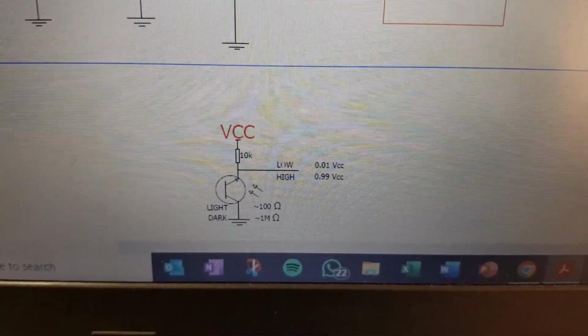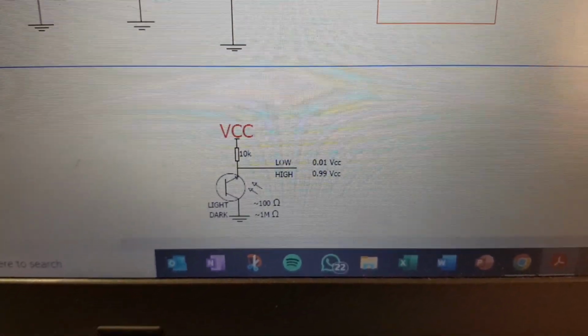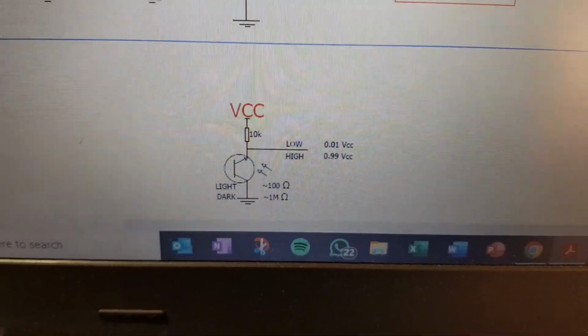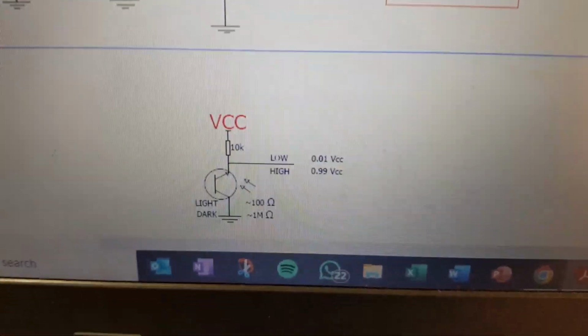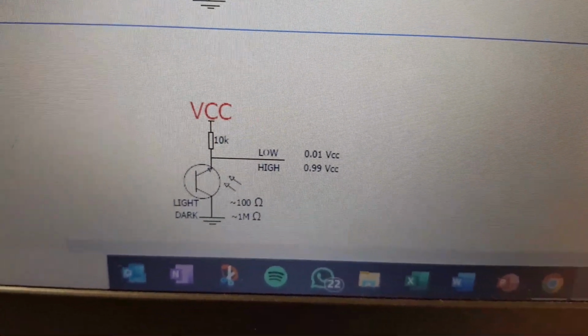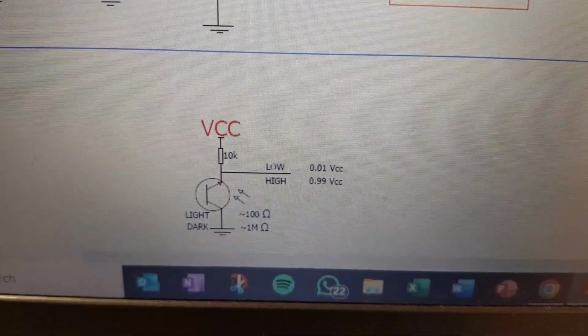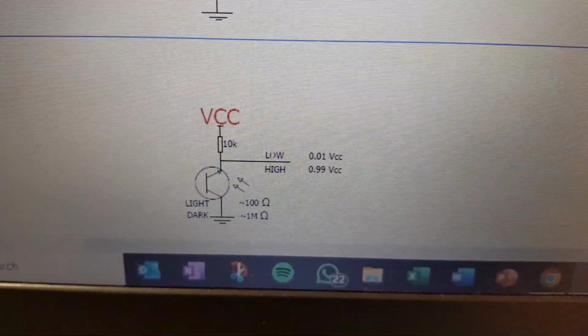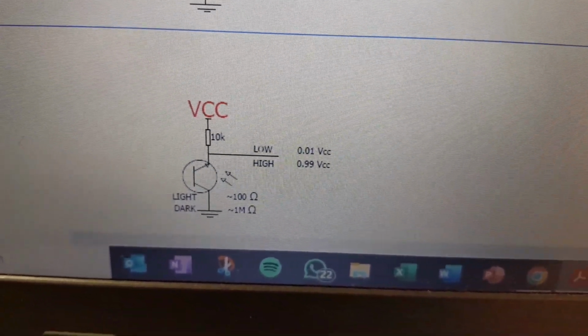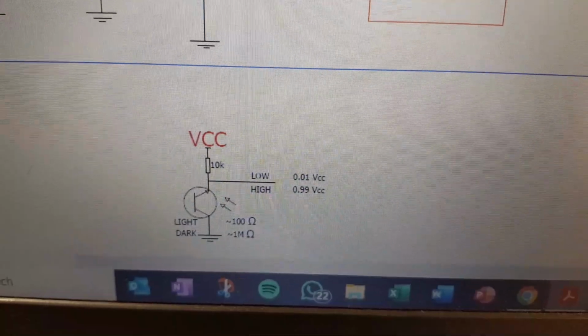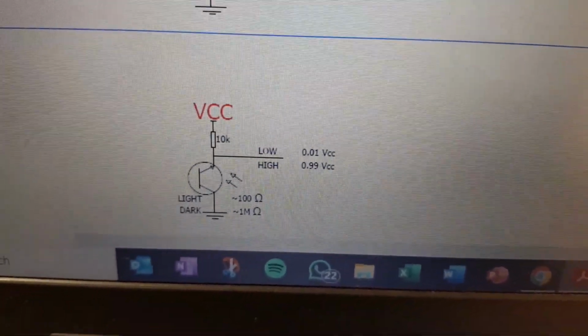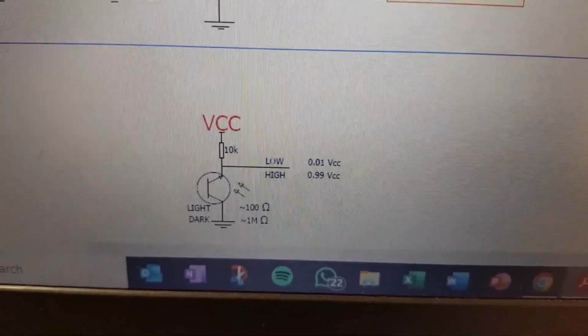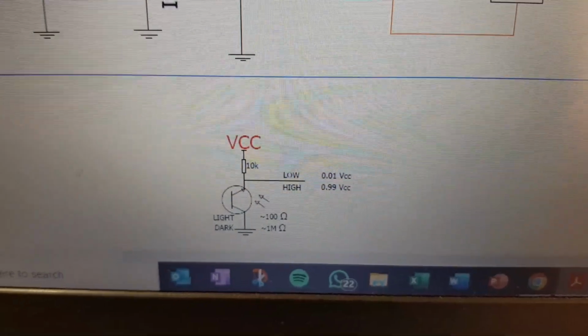And that results in blocking off the current to go to ground, and the current will rather flow through to your quad NAND. And so, as you can see, when it is light, you should get a low output, around 0.01 of the VCC. And if it is dark, or if you block for whatever reason the light from coming into the photosensor, you should get a high towards the output.